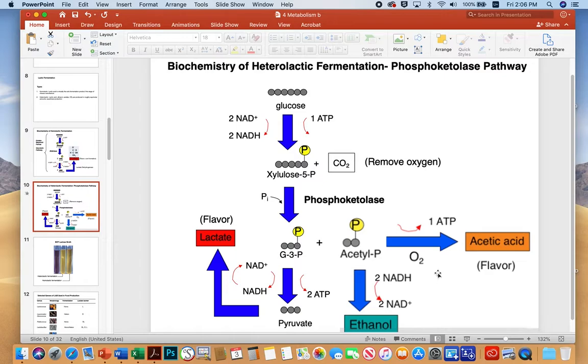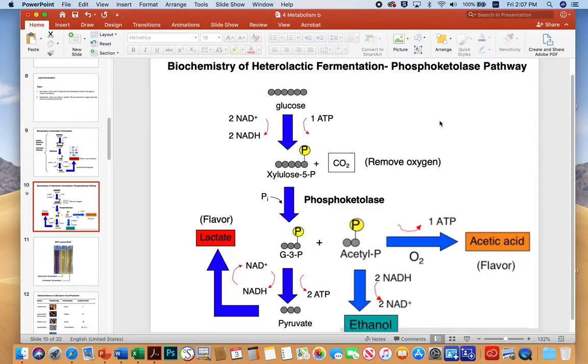And that's only in the presence of a little bit of oxygen. And the reason for that is oxygen can make this reaction happen spontaneously, and so we don't have to worry about dumping these electrons off to make ethanol. And so again, the organism can favor this reaction and generate 2 ATP.